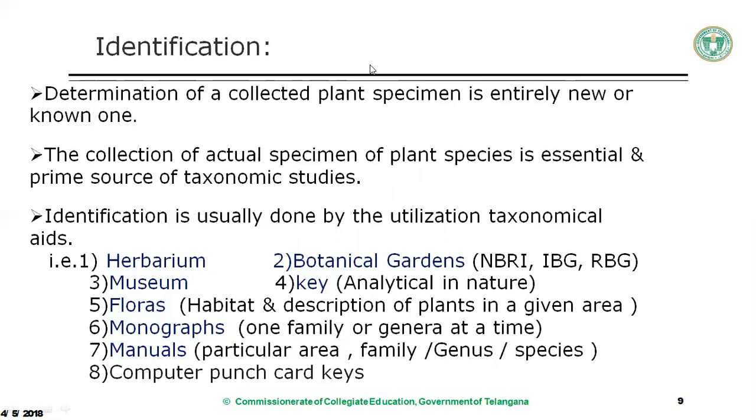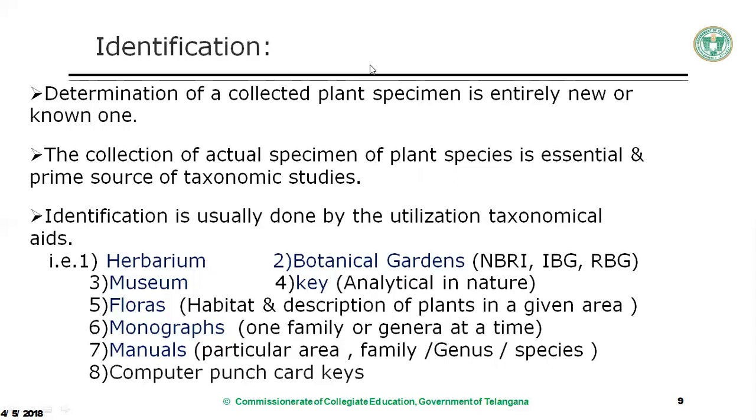The second one is botanical gardens. Botanical gardens are where specific plants are grown and labeled according to their taxonomy. Very rare plants and specific economically important plants are grown in these gardens. The labels carry their scientific names and family. The main purpose of botanical gardens is to identify the plant species under consideration. The third one is the museum.